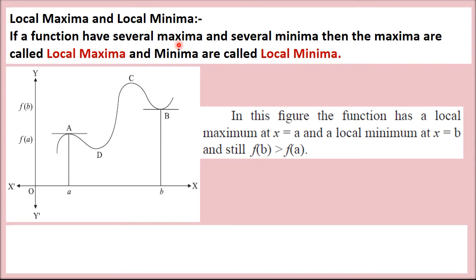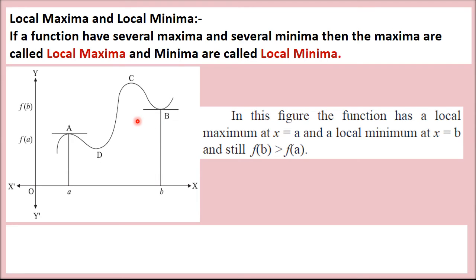Now look at the diagram. The curve has more than one peak and down, that is ups and downs on this curve. At the point A it has an up peak point, at D it has a minimum value, at C again a maximum, and at B again a minimum. So in this case we say the function has a local maximum at x is equal to a.